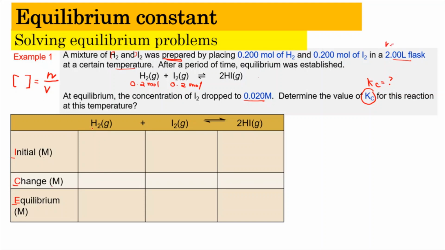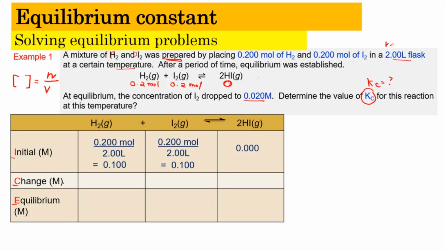So at the initial stage, we have 0.2 mole of the hydrogen gas. We can find the concentration by dividing the number of moles by the volume. So we're going to get the initial concentration of the hydrogen gas to be 0.1 molar. Similar thing for iodine: number of moles divided by volume, we're going to get 0.1 molar. And at the initial stage, there is no hydrogen iodide that is going to form. So at the start, there is no product at all, so we're going to put it as 0.